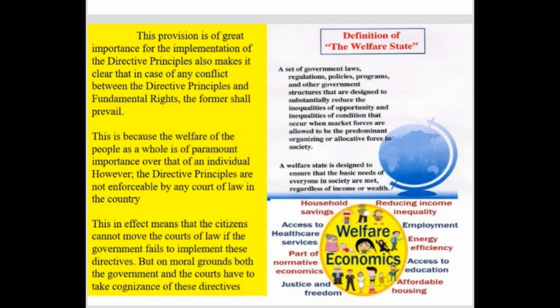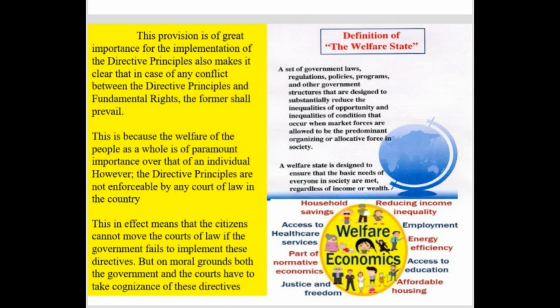Why? Because the directive principles will promote the welfare of the people as a whole. The directive principles always speak about the welfare of the whole nation, the whole country or the whole citizenry, whereas the fundamental rights only speak about individual rights. So when you compare, are individual rights more important, or the whole nation's progress and welfare? Definitely one will choose the nation's welfare. The welfare of the people as a whole is more important than their individual welfare or individual rights.